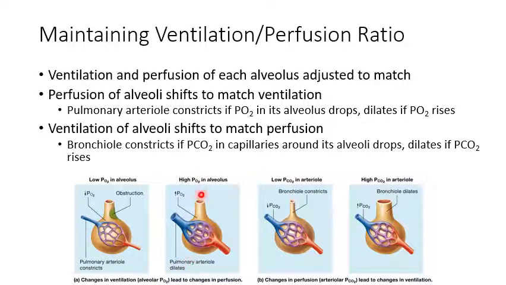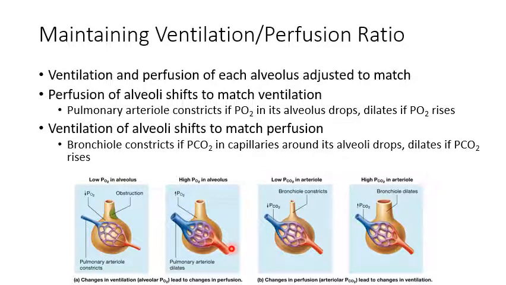On the other hand, if you have extra air going into that alveolus, a lot of partial pressure of oxygen in that alveolus, that's going to be sensed by the pulmonary arteriole, which is going to dilate in response. So if you're getting extra air, you're going to get extra blood to match it.